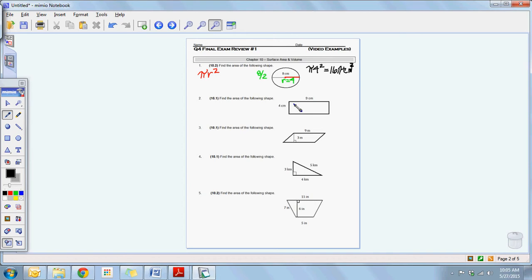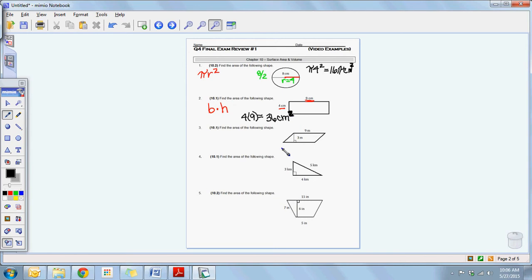Okay? All right, our next shape is a rectangle. In order to find the area of a rectangle, parallelogram, square, anything with 4 sides like this, it's going to be base times height. So we're going to take the base, which is 9, and the height, which is 4, and multiply those two things together. So I'm going to do 4 times 9, and that will give me 36 centimeters squared, and area is always squared.